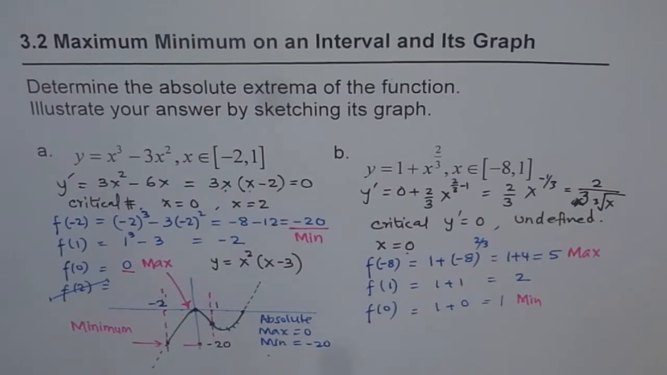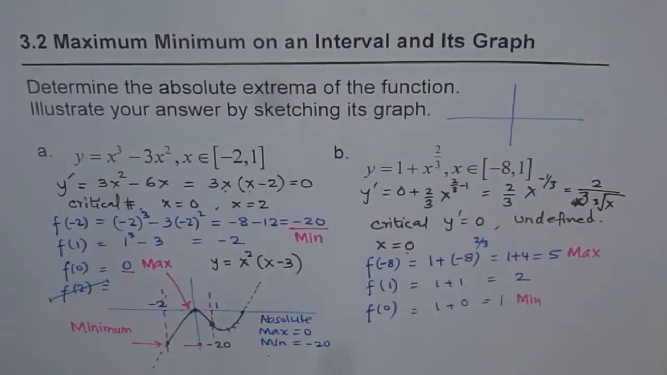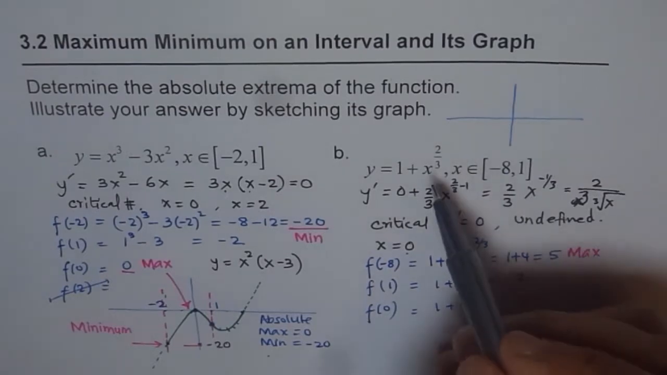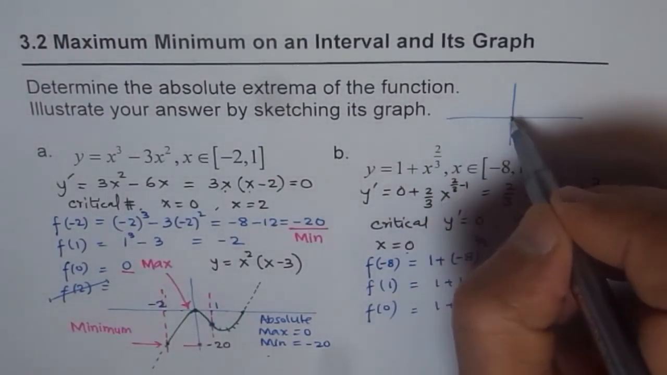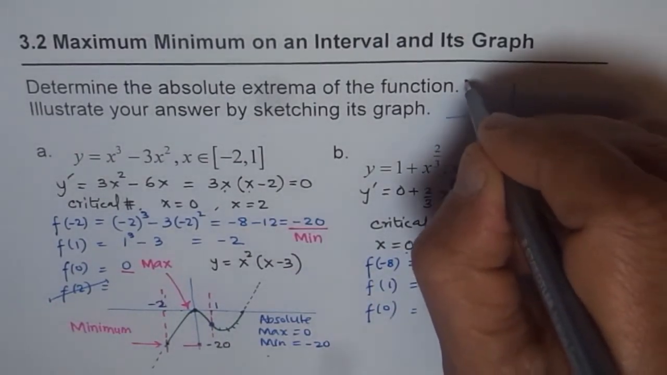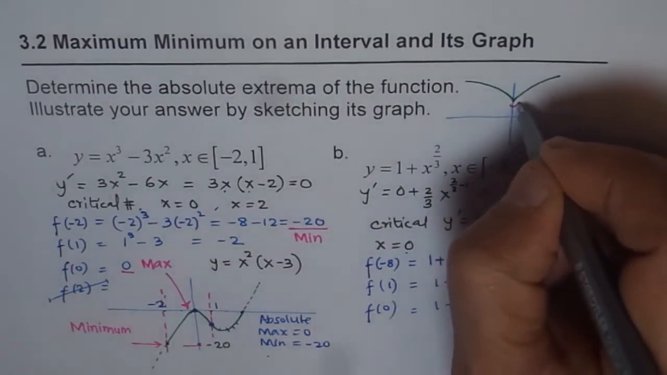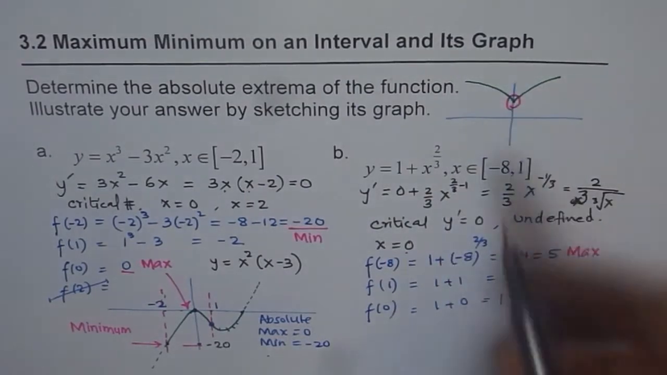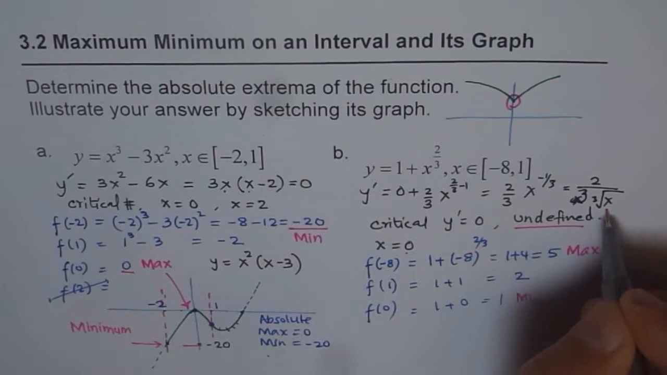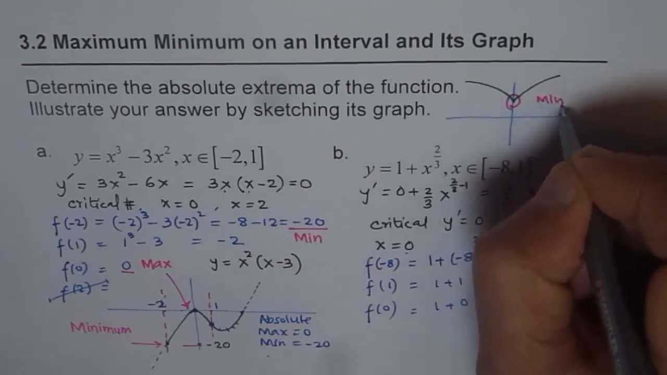And now let me make a sketch of this function. I'll make the sketch right here on the top. So this is the transformed x to the power of 2 over 3. The x to the power of 2 over 3 function is like this, and if I transform it by 1 unit up, it will be kind of like this, right? So that is my function. You can clearly see that here we have a cusp. Since we have a cusp here, the derivative is undefined at x equals 0, and that is also the minimum value. So that is the minimum value for our function.